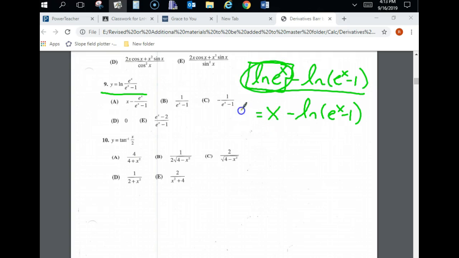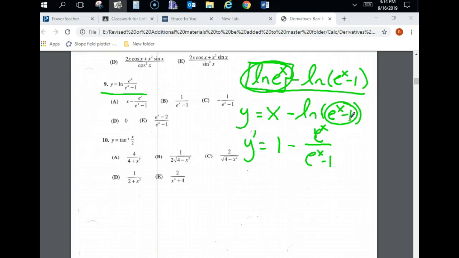Now that I've rewritten the function to look like this, I'm going to find my derivative. It's a little bit easier now. So y prime is going to be: the derivative of x is 1. The derivative of ln is going to be 1 over the inside multiplied by the derivative of the inside. The derivative of e to the x is just e to the x. The derivative of 1 is 0, so there's that.